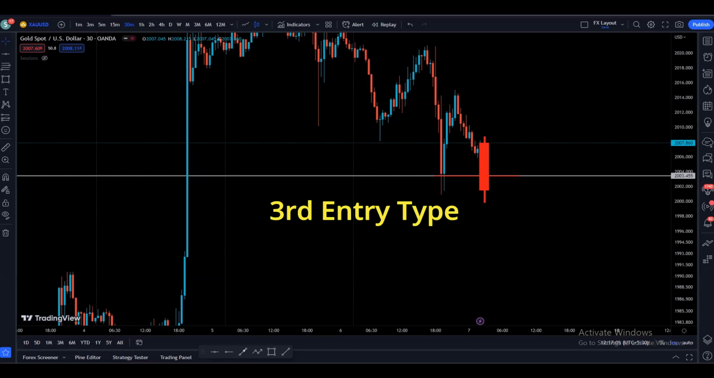Now on the third entry type, we already have the candle close below the support, but as we are waiting for the new candle to break the low of the previous candle, this new candle doesn't break the low of the previous candle, and it closes bullish, right? It closes bullish with a top wick, and it should not break the high of the previous candle.